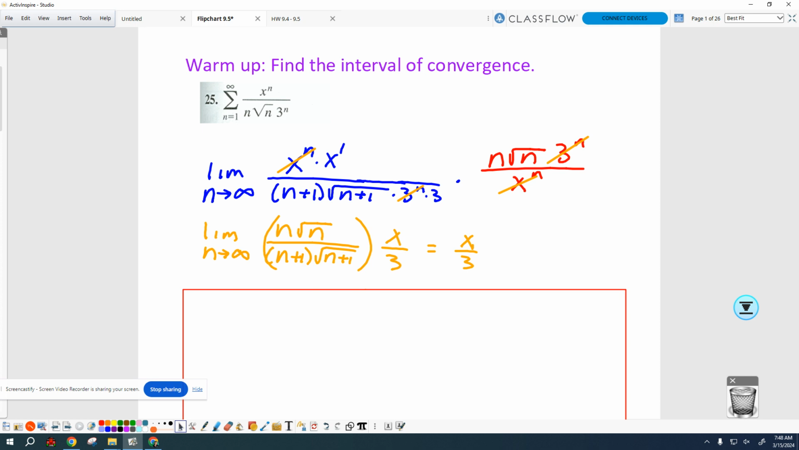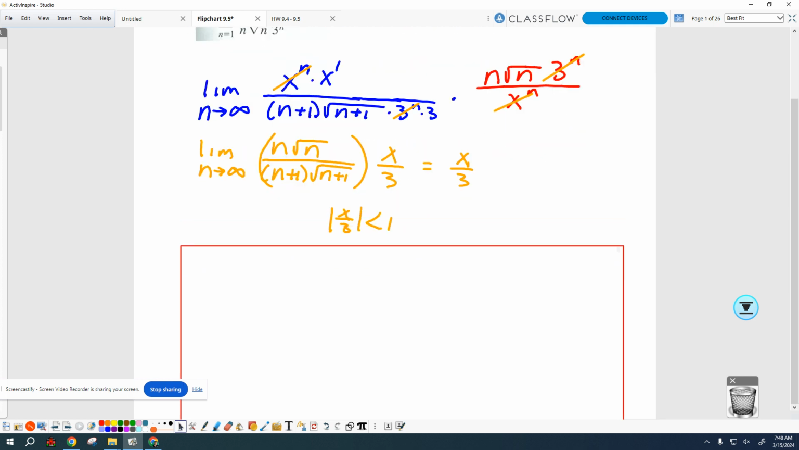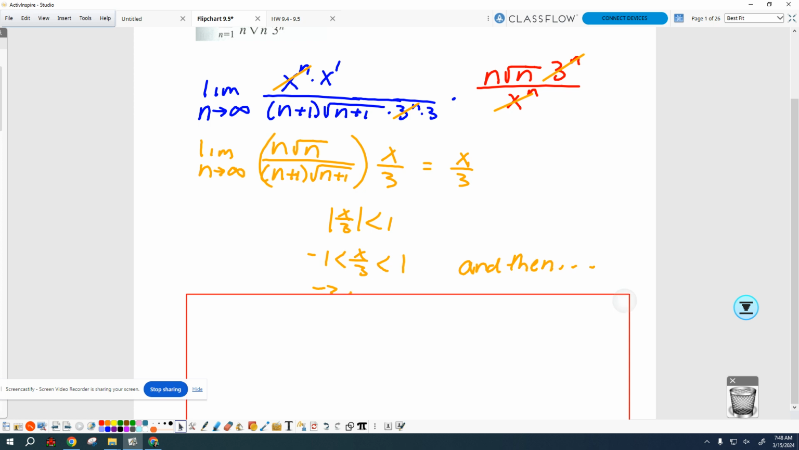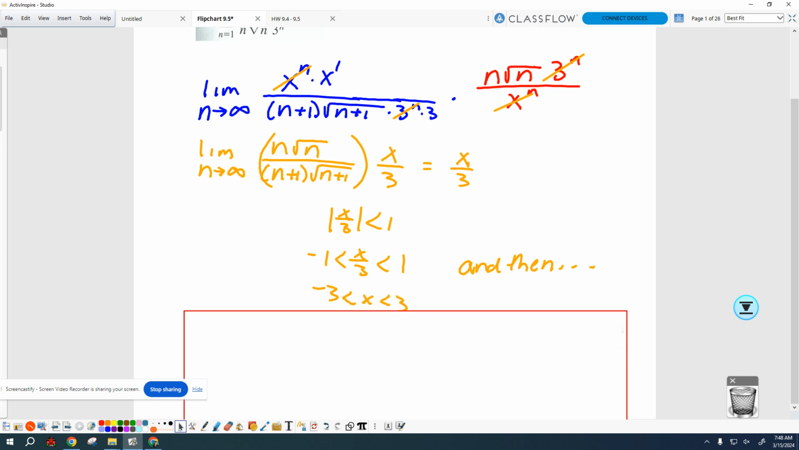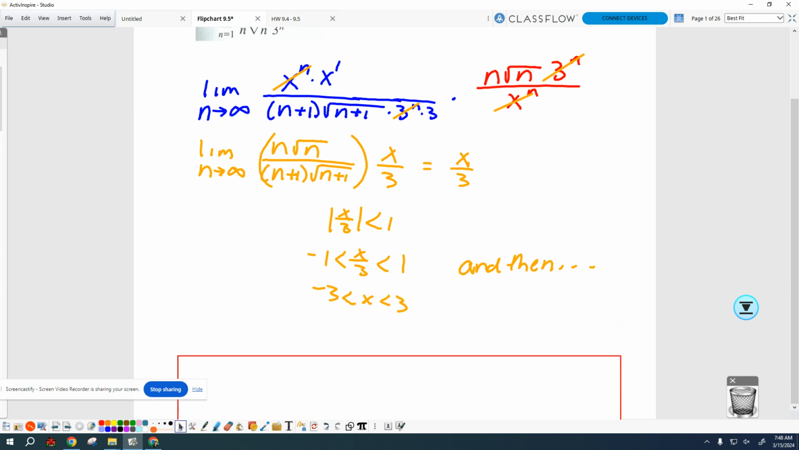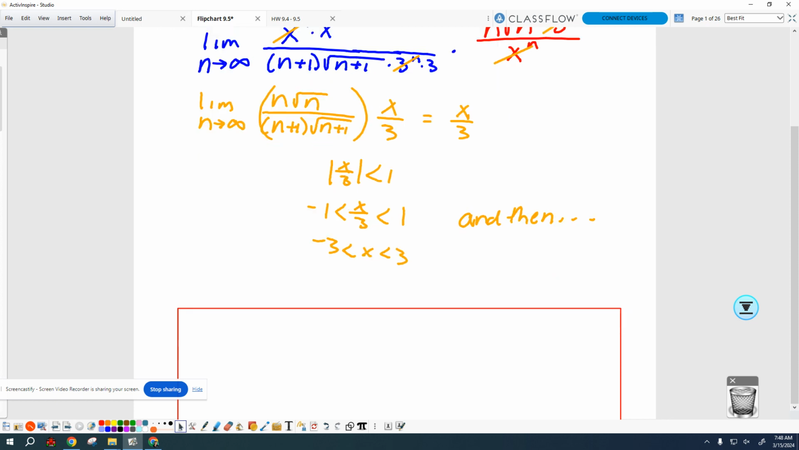And when it's a function of x, Miriam, what do I have to do with that now? The absolute value of that needs to be less than 1. So we squish it, and we get that. So the interval of convergence is -3 to 3. The radius of convergence is 3. Okay?